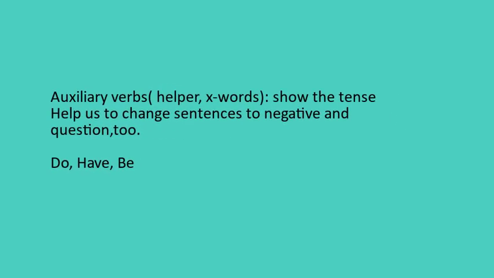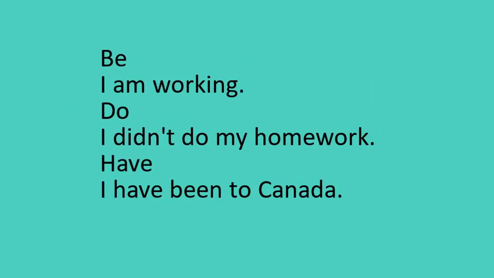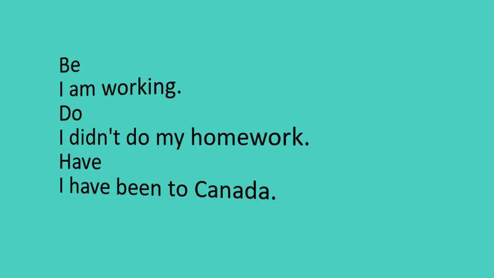Auxiliary verbs, or helper or X words, show the tense and help us change sentences to negative and question too, like do, have, be. Examples: be, I am working. Here, am shows that the tense is present. Do, I didn't do my homework. Here, didn't shows my tense is past and helps me change my sentence to negative. Have, I have been to Canada. It is present and shows life experience.